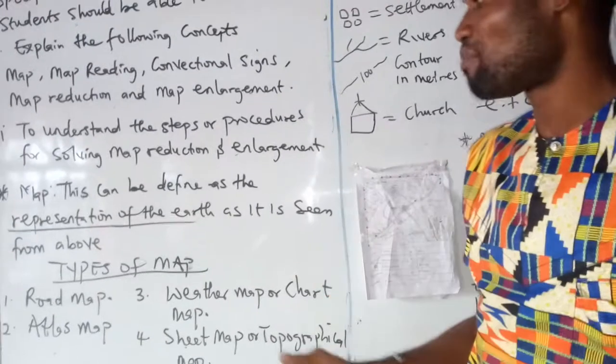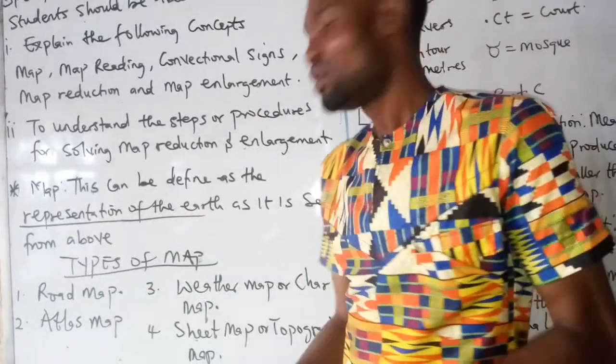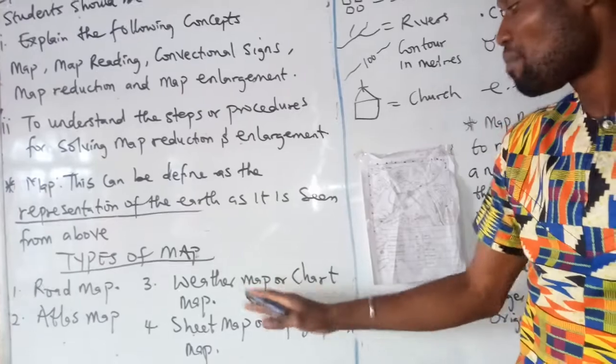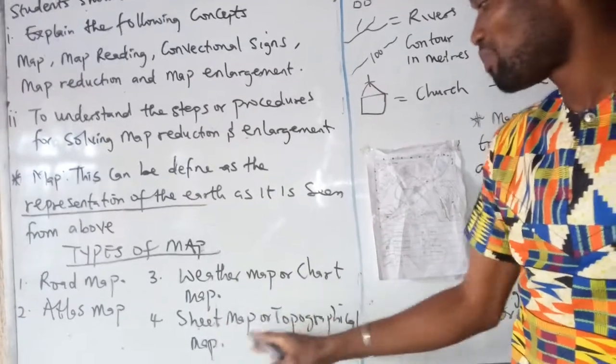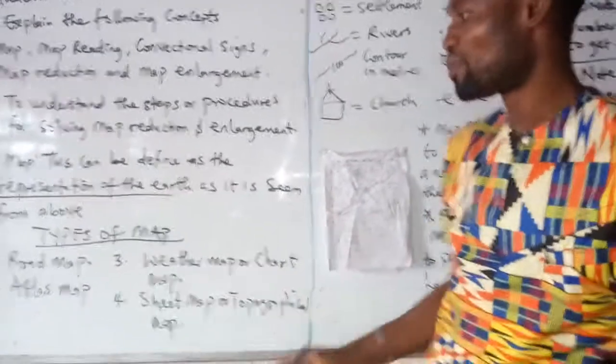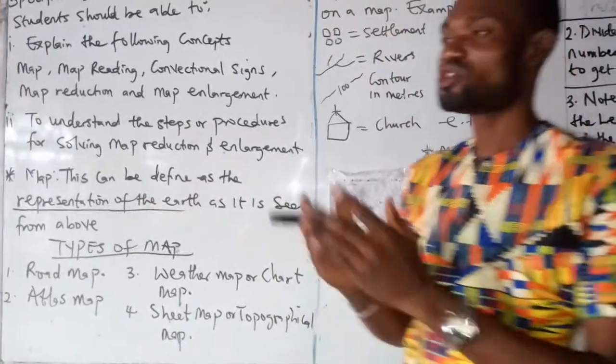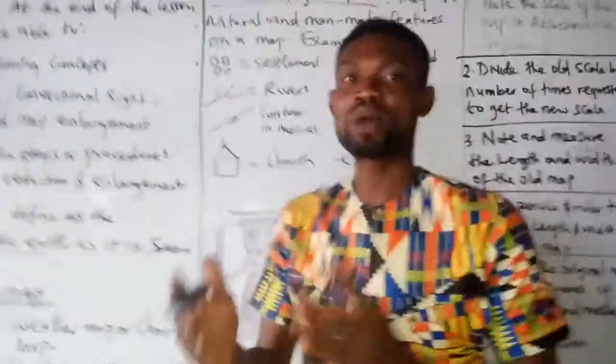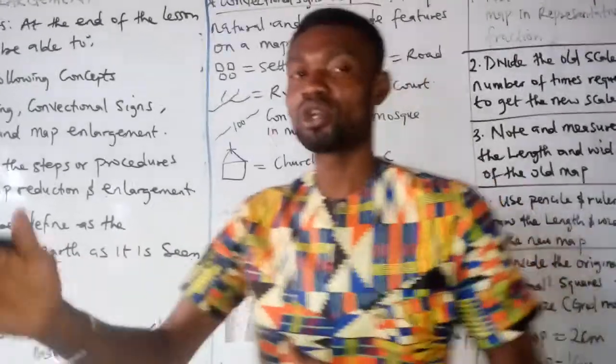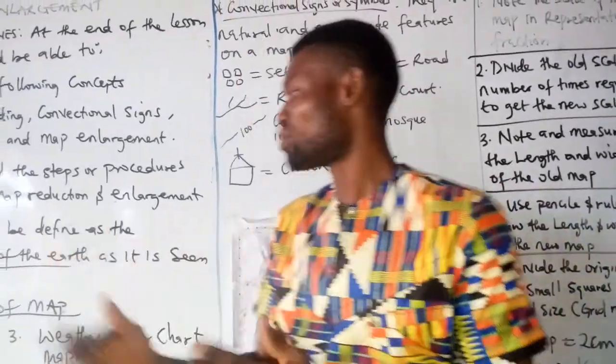Now we have types of map. One is road map, atlas map, weather map or chart map, sheet map, or topographical map. Which one is road map? Road map is a type of map that travelers or motorists use in European countries to know the direction of their movement and the distance to be covered.